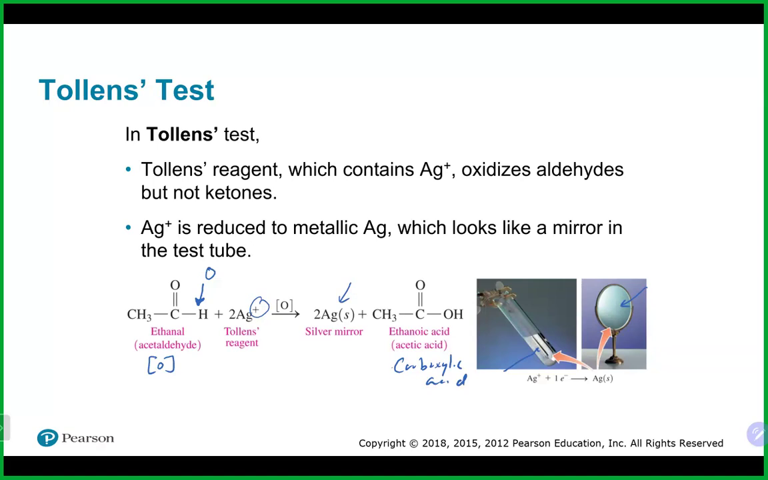So again, if you were not sure between the two and you put it in there and you saw a positive test, you probably had an aldehyde to start with. If you got a negative test and those were your two options, then perhaps you had a ketone to start with.